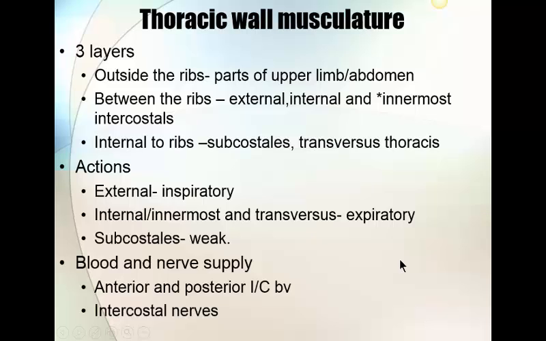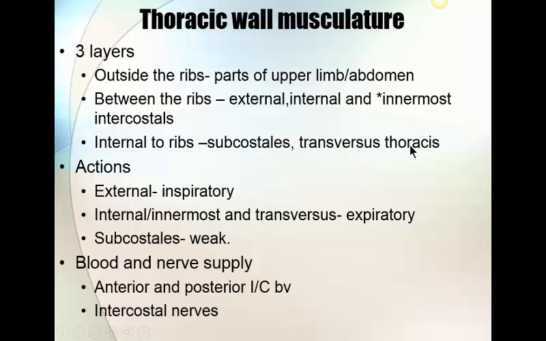Now let's look at the musculature of the thoracic wall. There are 3 layers. The portion which lies outside the ribs, we will do with the upper limb, and you will do some of it with the abdomen. So those muscles, for example, the pectoralis major, serratus anterior, and so on, we are not going to do right now. The ones we are going to do are these two. So between the ribs, we have muscles which are called external, internal, and there's another one called innermost intercostal. And internal to the ribs are subcostals and transversus thoracis.